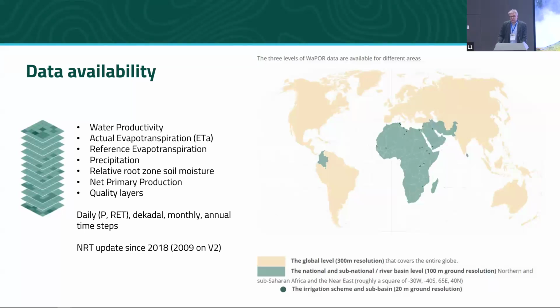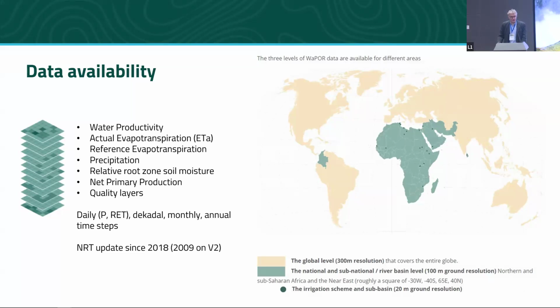In the first version of Vapor for Africa and the Near East, we did not have that data. Currently, that particular set of data is in the beta version because we are still testing it out, and we are asking the users also for feedback.